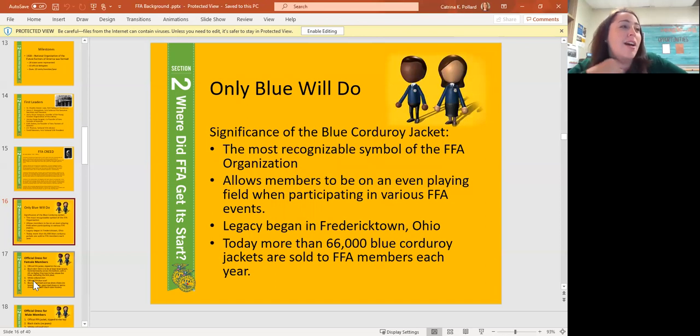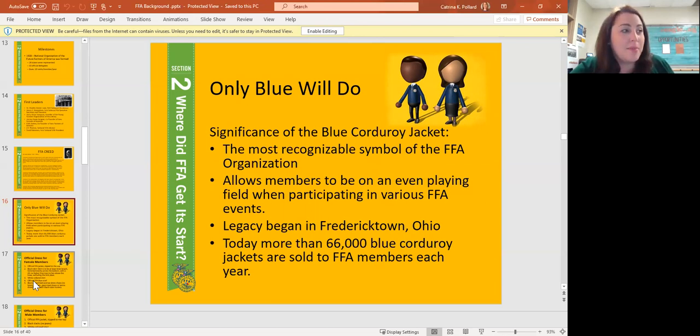All right, we talked about the jacket yesterday. It is the most recognized symbol of FFA. It's been around for 87 years. Okay, big deal. Allows members to be on an even playing field when we participate in stuff. All of our members look the same. It's kind of like the military garb that you see, like the uniform that military members use.